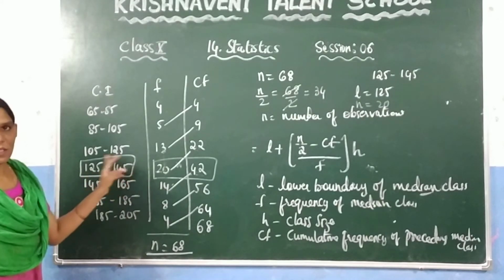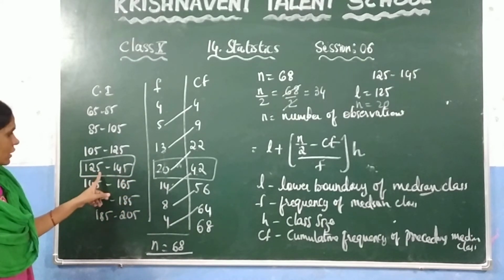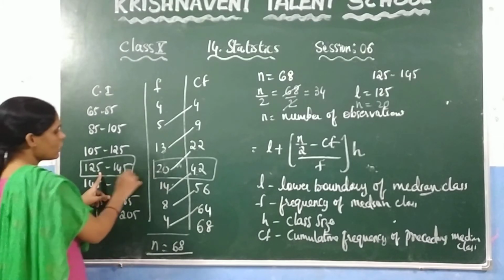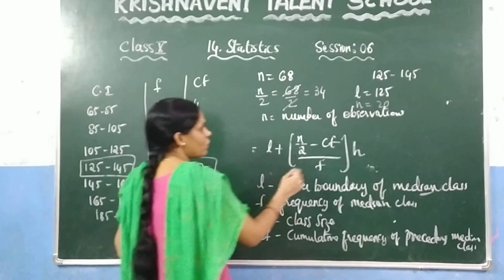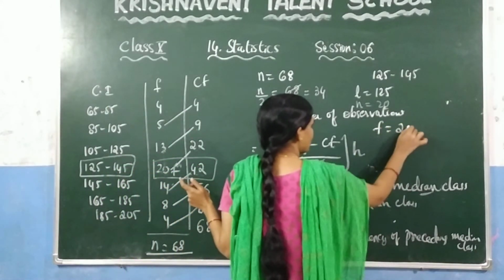125 to 148. This is the median class. And what is the corresponding frequency in this case? Which is nothing but the 20. This 20 will be the value of F. So we got the F value as 20.